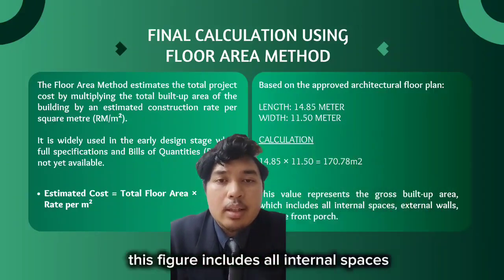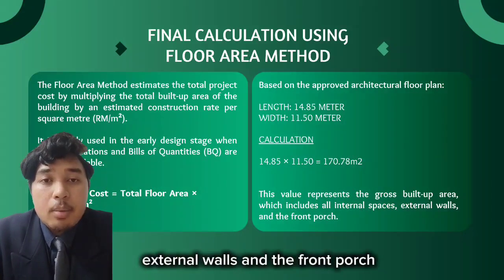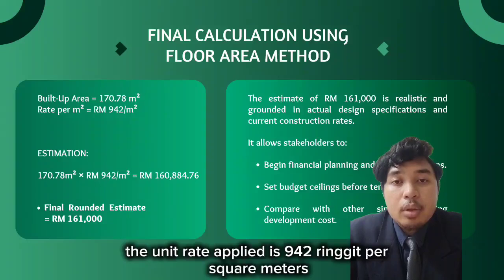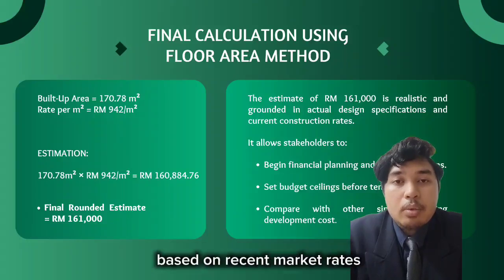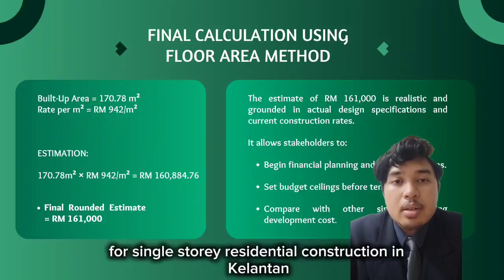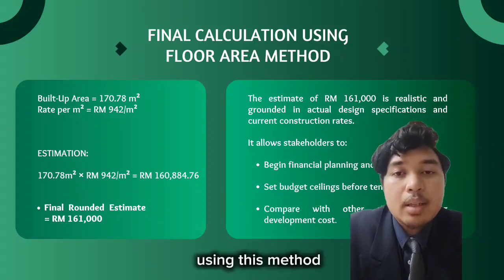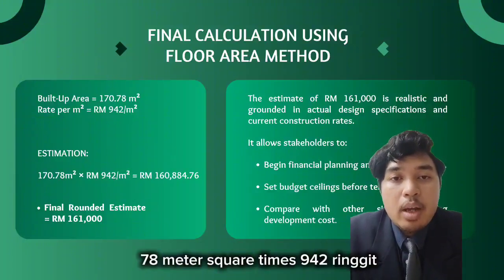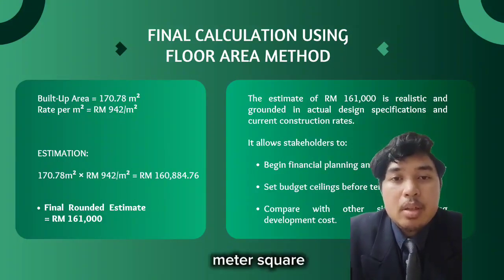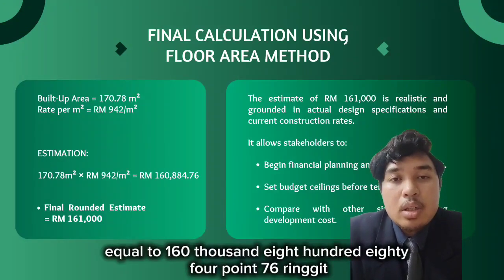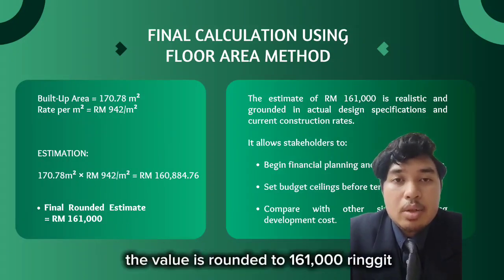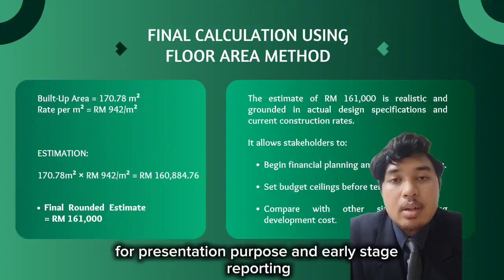This figure includes all internal spaces, external walls, and the front porch, representing the gross build-up area used in the cost calculation. The unit rate applied is 942 ringgit per square meter, based on recent market rates for single-story residential construction in Kelantan. Using this method, the total construction cost is calculated as 170.78 m² times 942 ringgit per m², equal to 160,884.76 ringgit. The value is rounded to 161,000 ringgit for presentation purposes and early-stage reporting.